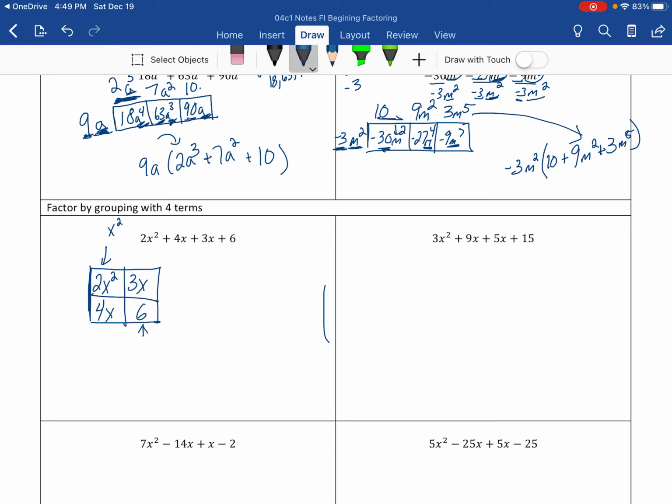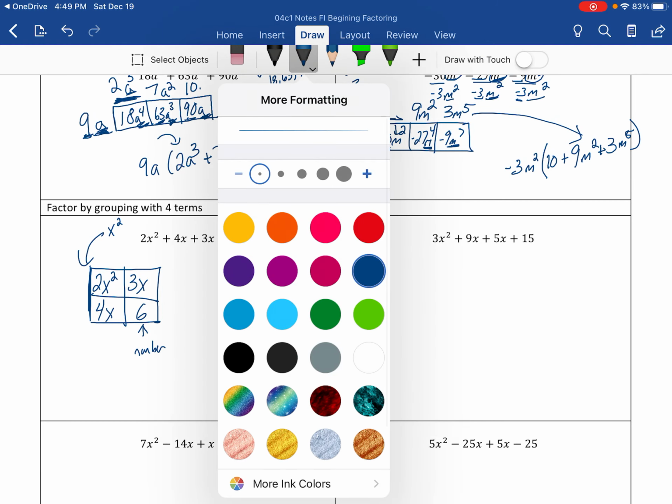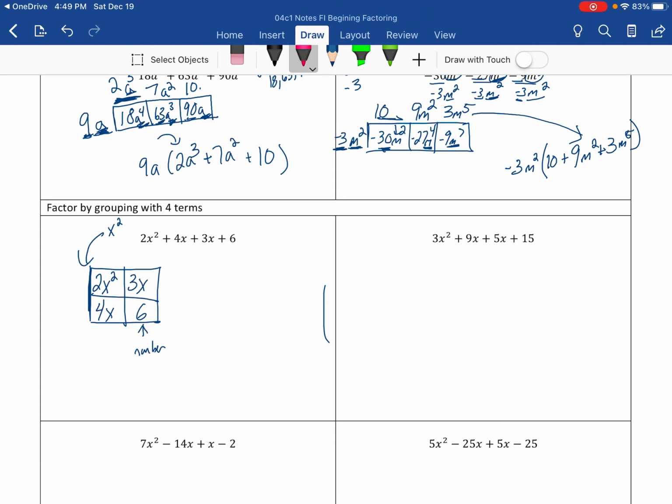This is always going to be your x squared. This is always going to be just your number, your last term, okay? So I'm going to do this because I have things to do. So what I need to do with this is figure out what goes on the outside. How I do that is I find the greatest common factor of this row.